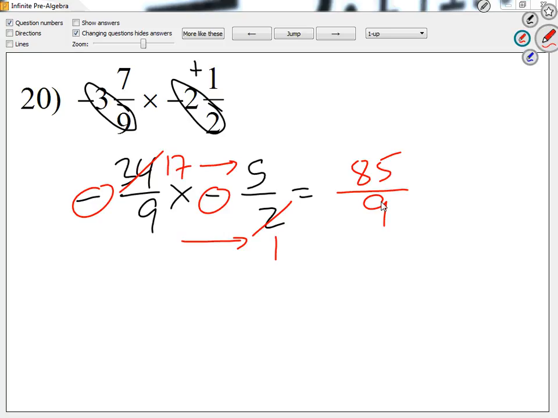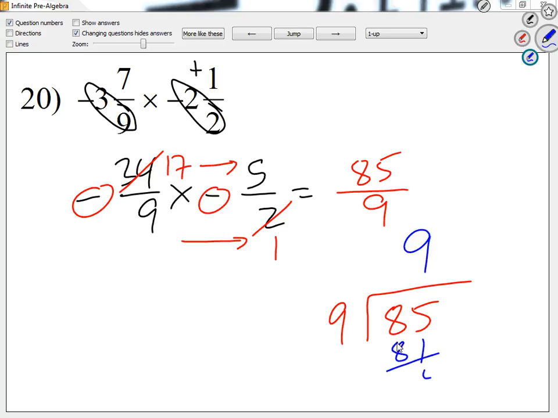But I have a bigger number on top, so I do have to divide. Let me just come over and I'm going to go 85 divided by 9. How many times does 9 go into 85? 9 times. 9 times 9 is 81. My remainder is 4. So my fraction is 4 over 9.